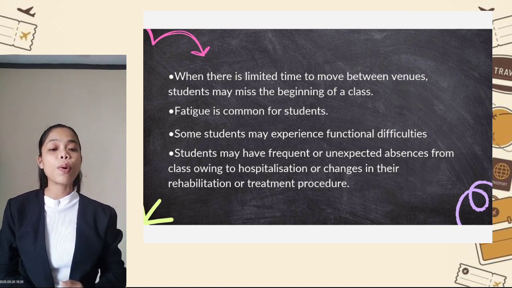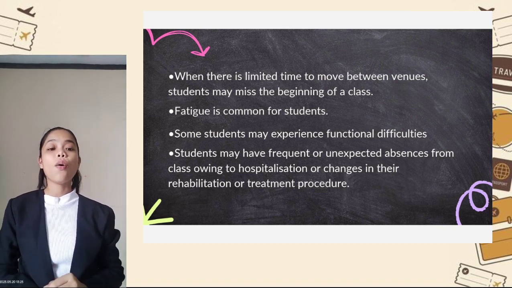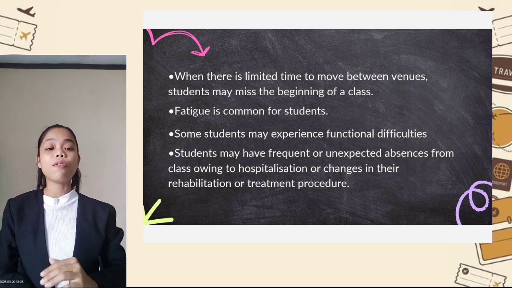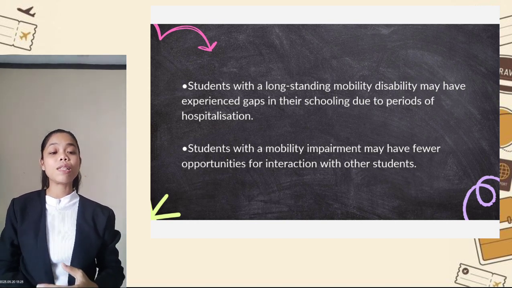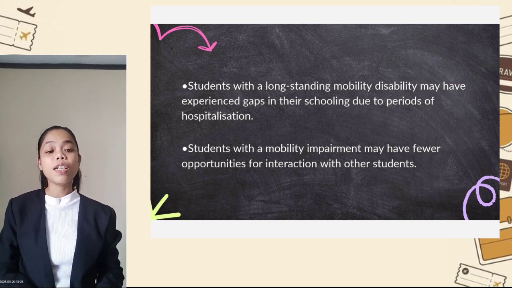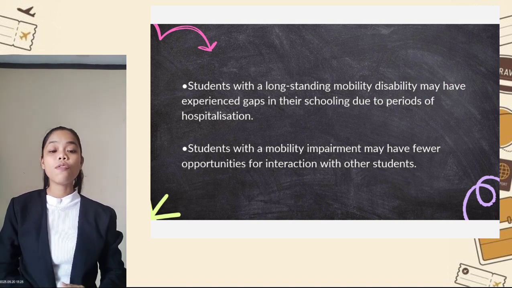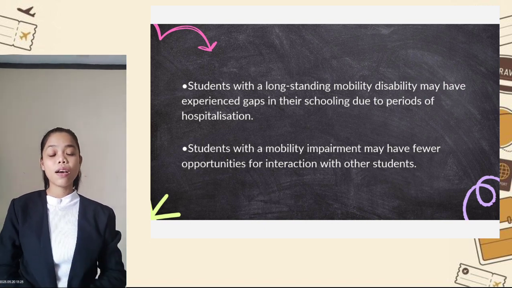So students may have frequent or unexpected absences from class owing to hospitalization or changes in their rehabilitation or treatment procedure. Earlier periods of hospitalization may have meant gaps in schooling. Next, students with a long-standing mobility disability may have experienced gaps in their schooling due to periods of hospitalization. So this may have affected their confidence in learning. Students with mobility impairment may have fewer opportunities for interaction with other students. So feelings of separateness in the learning environment may have an impact on learning.